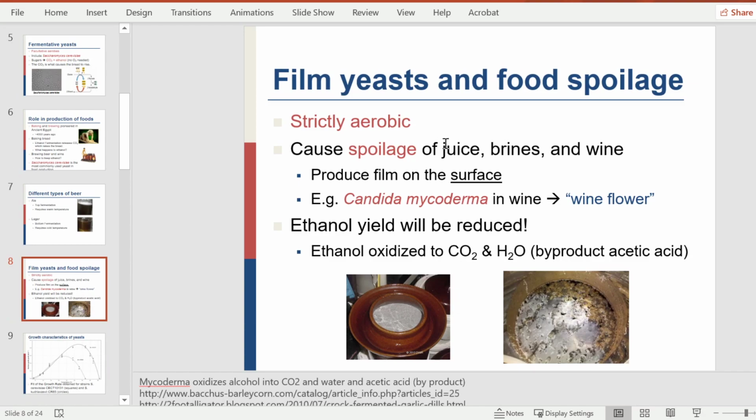Then we have our film yeasts, and these are going to be causing a lot of food spoilage, so these aren't going to be nearly as useful as our fermentative yeast. So these are going to be strictly aerobic. They're going to cause spoilage of juices, brines, and wine, and they get their name because they produce a film on the surface of the liquid. So an example of this would be Candida mycoderma, and this is known as a wine flower. Okay, so this is not something that you'd want in your wine. So ethanol yield will be reduced.